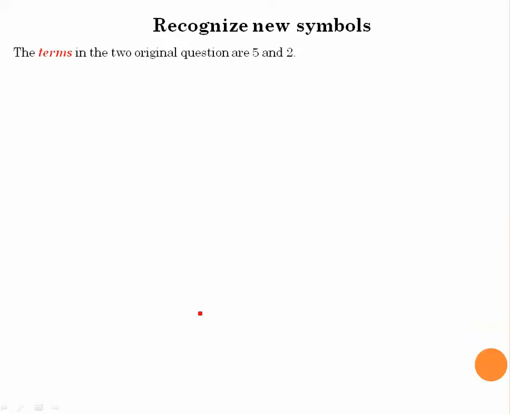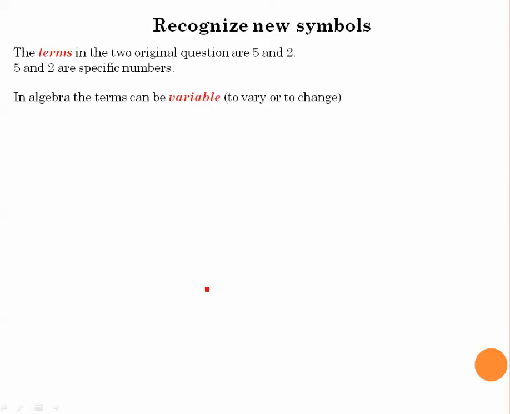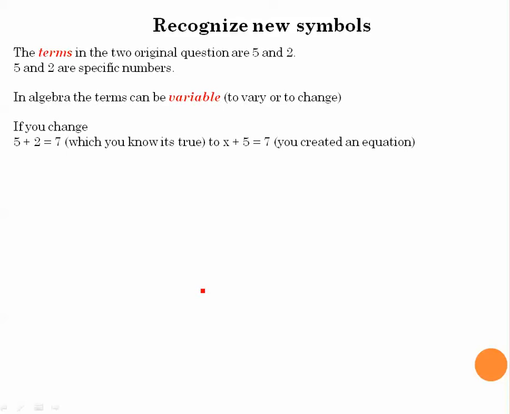Recognizing new symbols. The terms in the two original equations are 5 and 2. 5 and 2 are specific numbers. In algebra, the terms can be variable, that's coming from the verb to vary or to change. If we change 5 plus 2 equals 7, which you know is true, to something like x plus 5 equals 7, you create something called an equation. And this equation may or may not be true depending on the value of x.